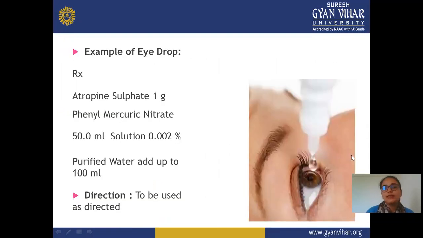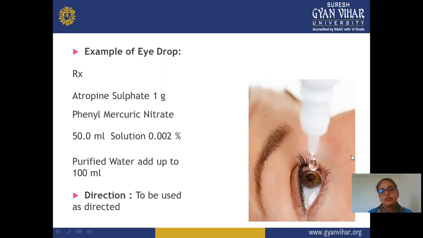After this, next is the example of eye drop. So these are examples of an eye drop, including the concentration or excipients that you use in your formulation or that are available in the market. The first example is atropine sulfate eye drop. In this eye drop, only 1 gram of atropine sulfate is present, and phenyl mercuric nitrate is 50 ml.